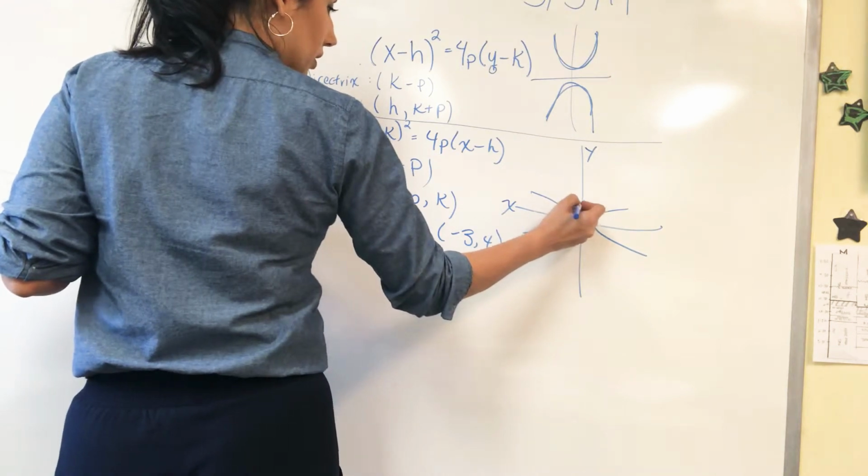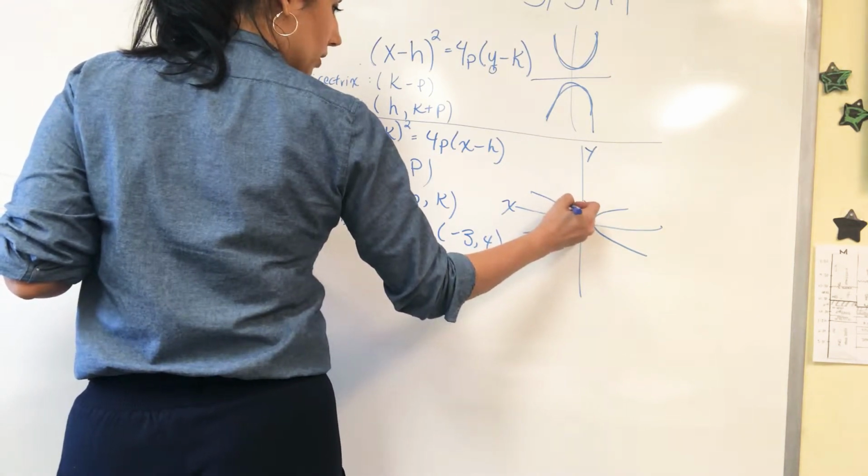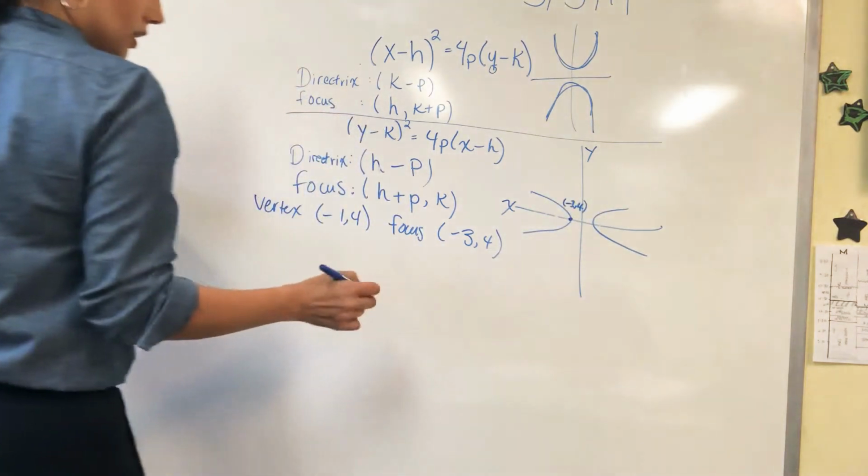So if the vertex here, we know, is right here, -1, 4. My drawing is not accurate. I'm just labeling it. The focus.